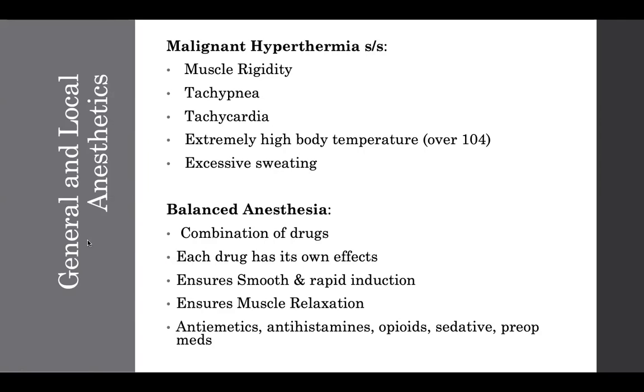With balanced anesthesia, this is where you're using a combination of multiple types of drugs to get a smooth effect. It makes sure that you have a smooth and rapid induction, and it makes sure that the patient is as relaxed as possible. And this can be done with emetics, like your Zofran, antihistamines, which is your Benadryl, opioids, sedatives, and then any type of pre-op medications that they might give the patient. Sometimes pre-op medications could include something for anxiety.